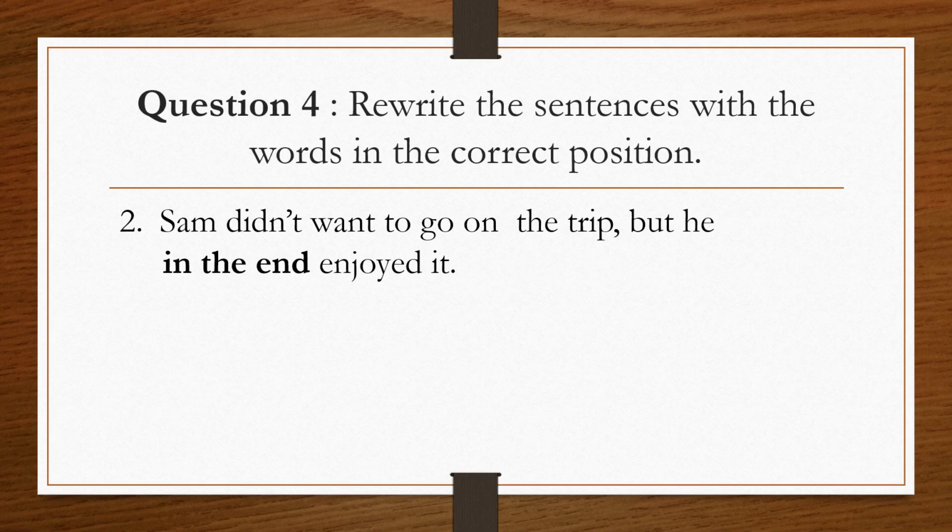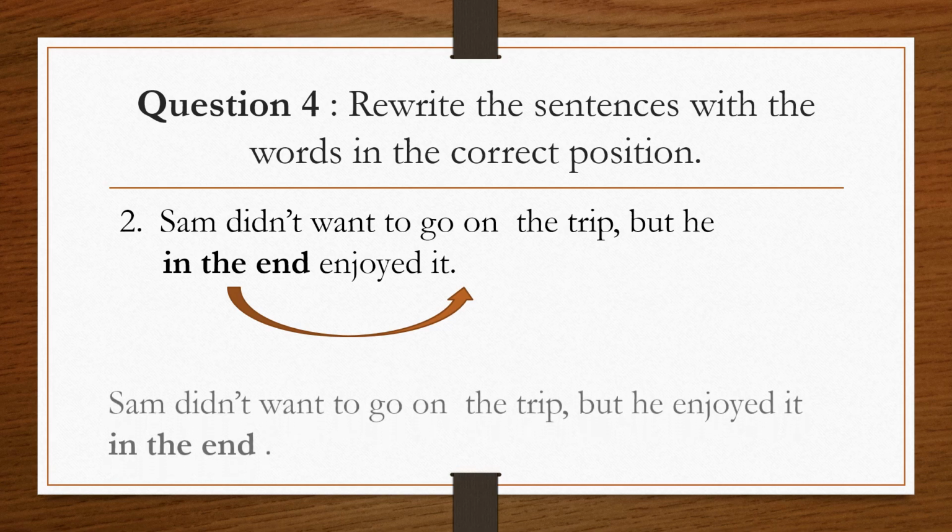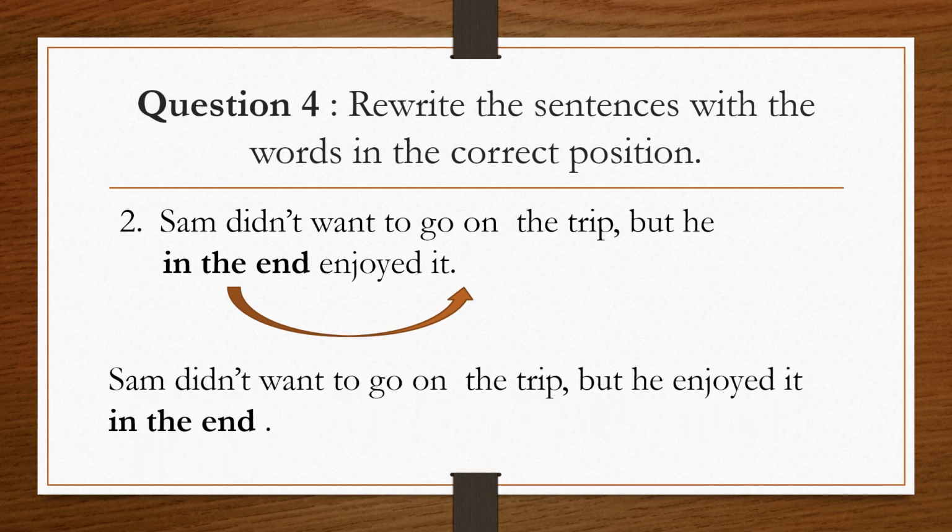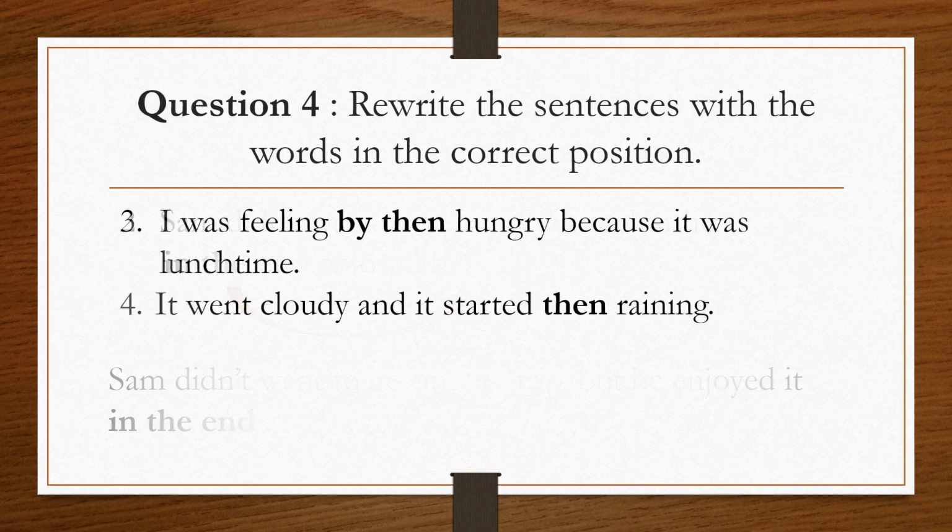Sam didn't want to go on the trip, but he in the end enjoyed it. How should we rewrite the sentence? We can change the order of enjoyed, it, and in the end. The answer can be, Sam didn't want to go on the trip, but he enjoyed it in the end. Please write another answer for this sentence. And do complete question 4. Rewrite the sentences with the words in the correct position.